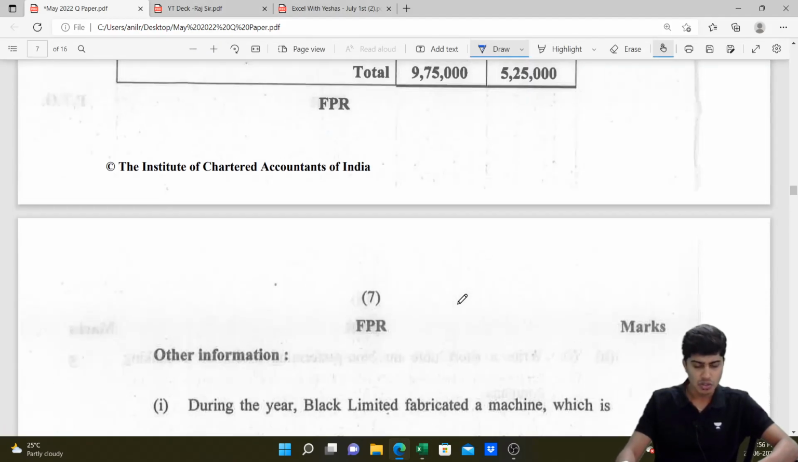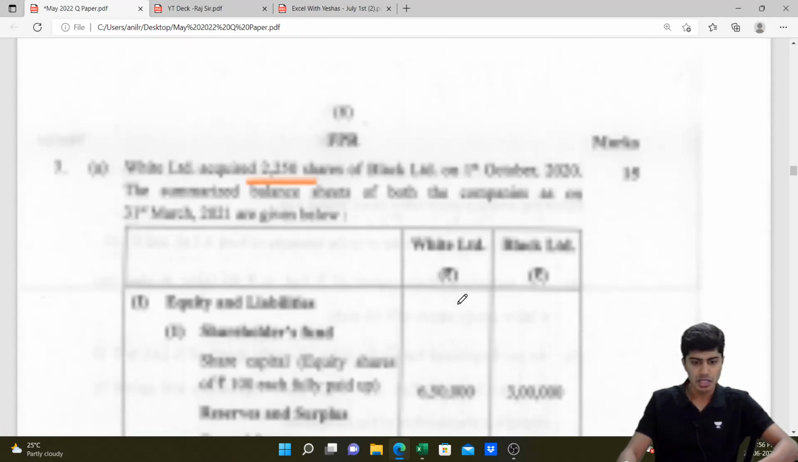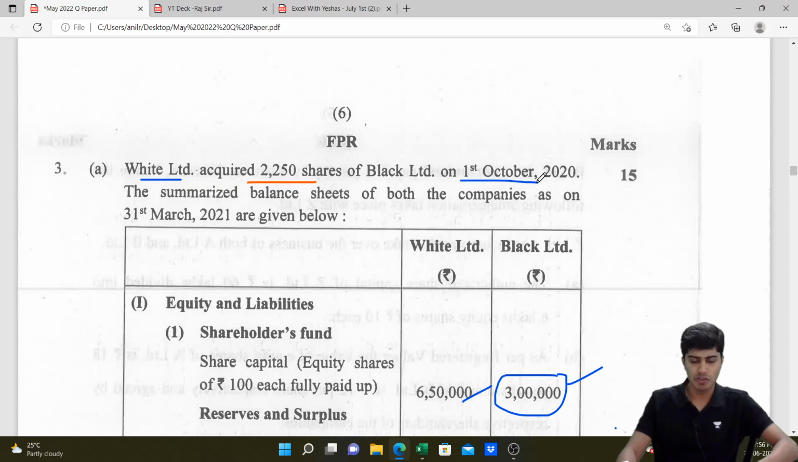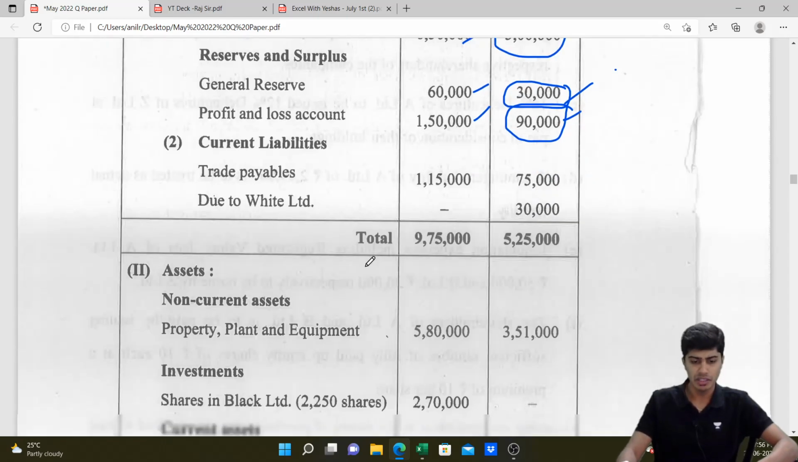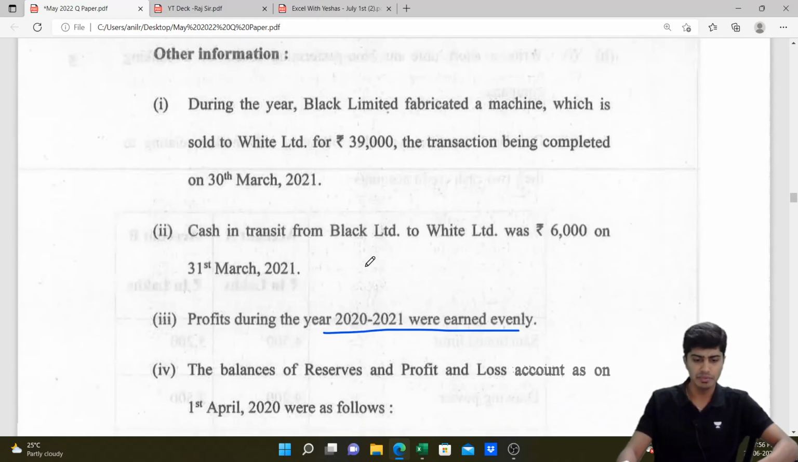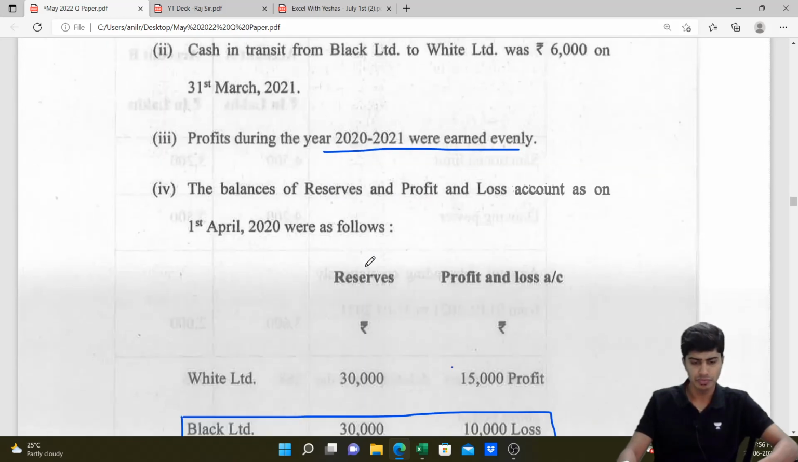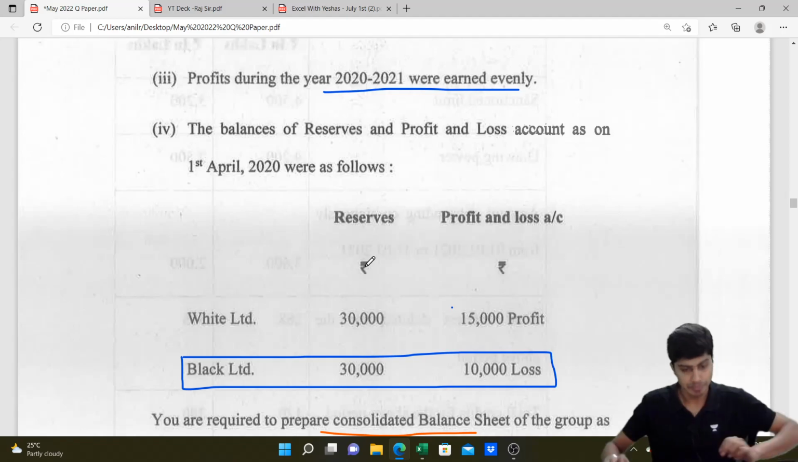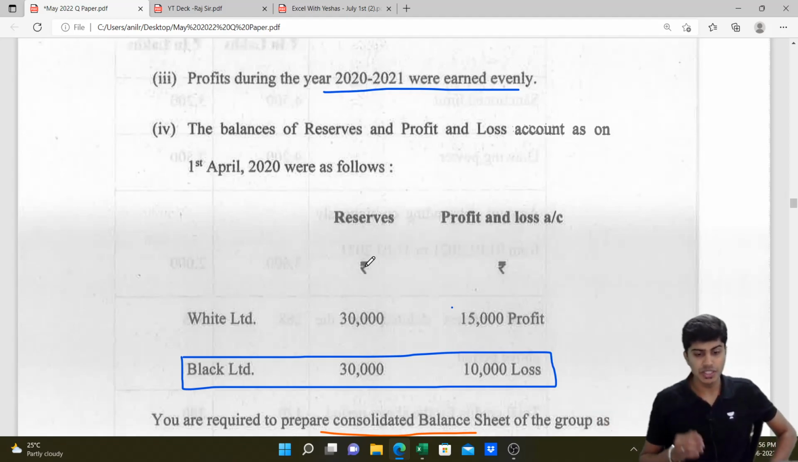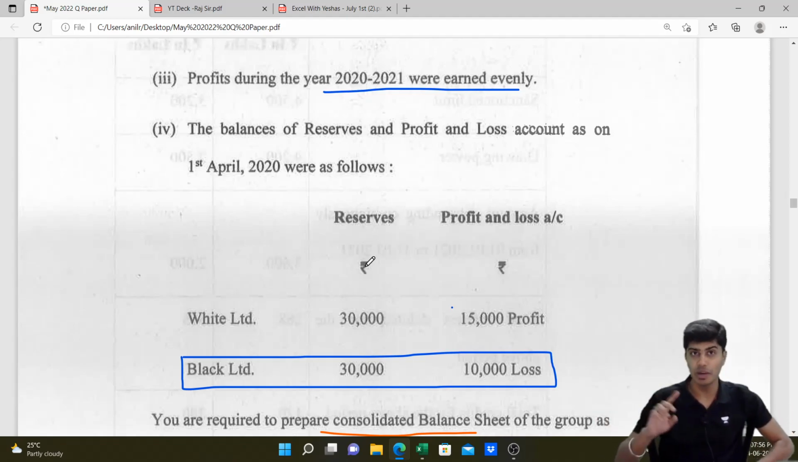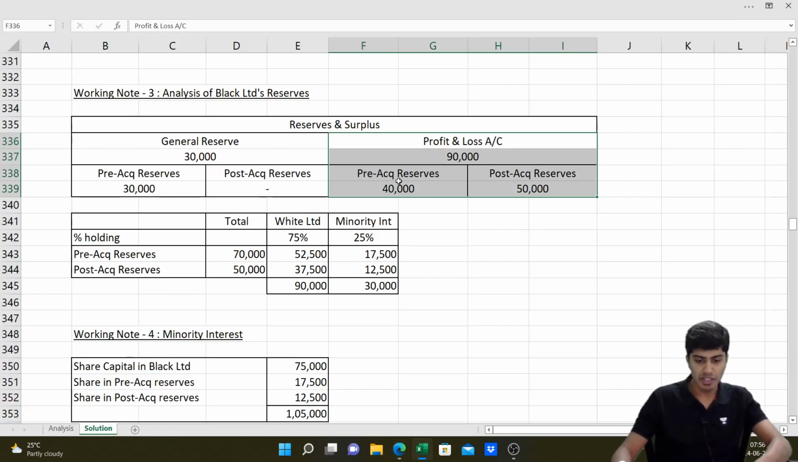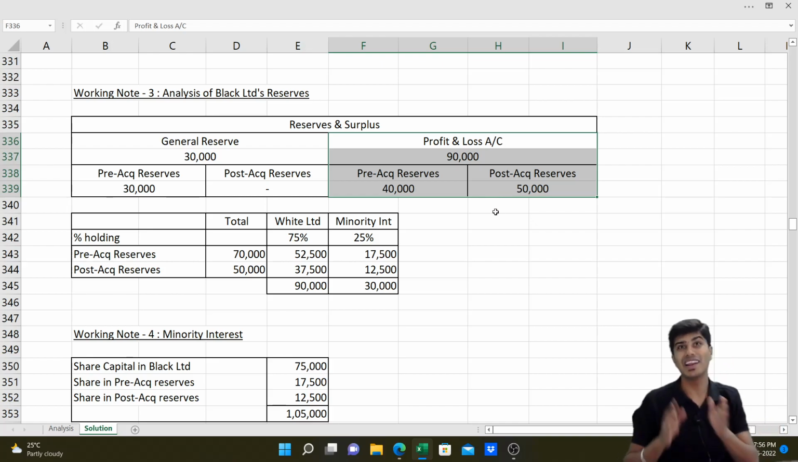What is the date on which this acquisition is happening? It's happening on 1st of October. Then we would have to split it equally. The 10,000 loss is on 1st of April 2020. So after the 10,000 loss, what we've earned after that will be 1 lakh rupees. Now that 1 lakh rupees has to be split between pre and post, 50-50.